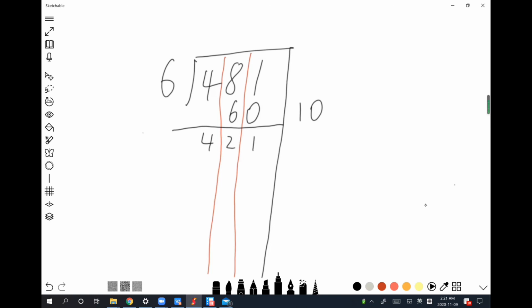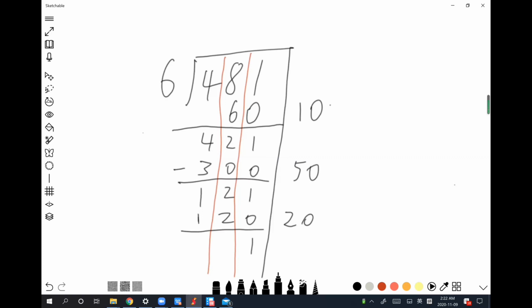Now I'm gonna try with a bigger number. This time I'm gonna use, let's write 50, because I know 50 groups of 6 is 300. So I'm gonna see how much I have left. So I have 121 left. Now I know 20 groups of 6 equals 120, because 2 times 6 is 12. So now I have 1 remaining. So I'm gonna see how many groups I have in total. I'm gonna add all this up, which equals 80. So my answer for 481 divided by 6 is 80 with a remainder of 1.